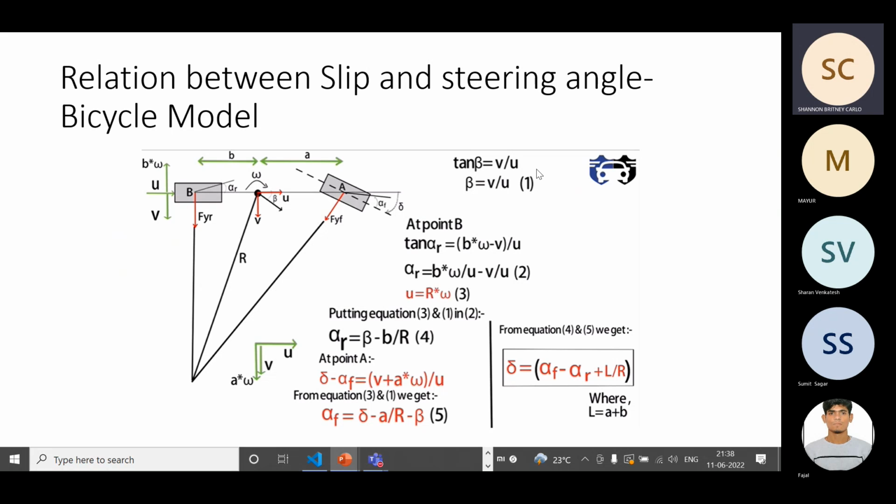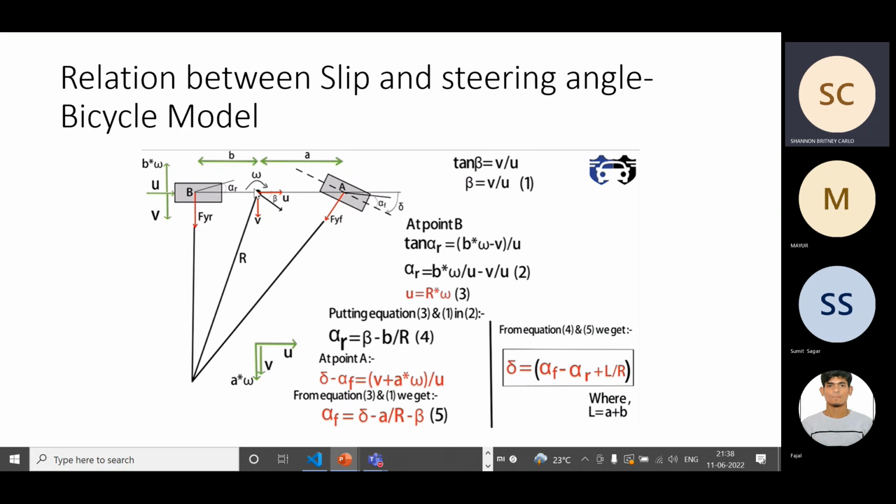So now we'll try to find out the relation between this slip angle and the steering angle. We'll be using the bicycle model. So we'll consider this to be a bicycle. This is the front wheel and this is the rear wheel. This is the center of gravity. So this is A, distance from center of gravity to front wheel, and this is B. And now what I'm doing is I'm trying to rotate the front wheel. This is the steering angle, which is delta. I'm trying to rotate the front wheel in this direction through an angle of delta.